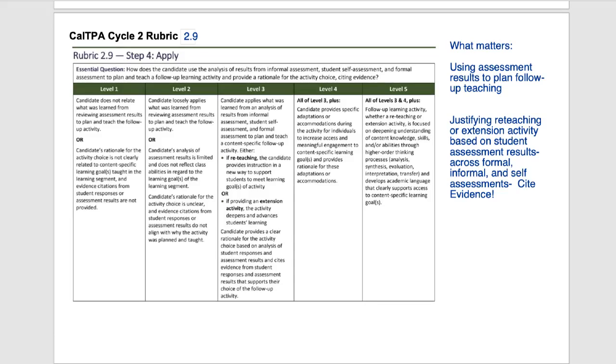I'm going to be going over CalTPA Cycle 2, Rubric 2.9, and this is Step 4, Apply. This is where you'll be doing your reteaching or extension lesson, and this is the rubric that describes the expectations for that. Let's take a look at the essential question.